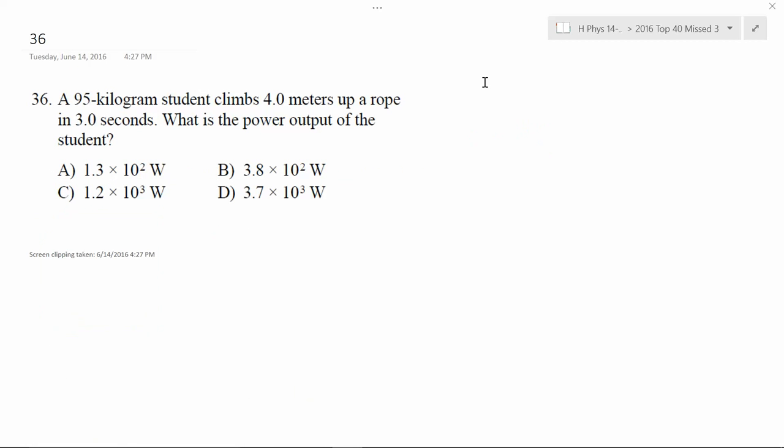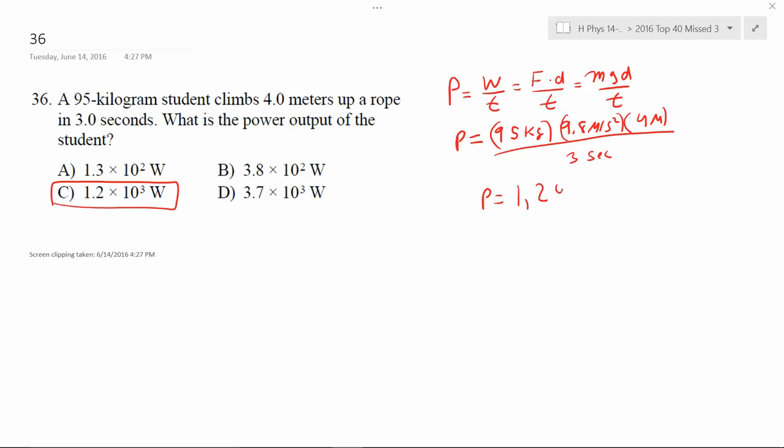36. C. Power equals work divided by time, which is force times distance divided by time, which in this particular case the force is the weight force, mg, times d divided by time. So when we plug in the numbers, it is 1,241 watts, which is choice C.